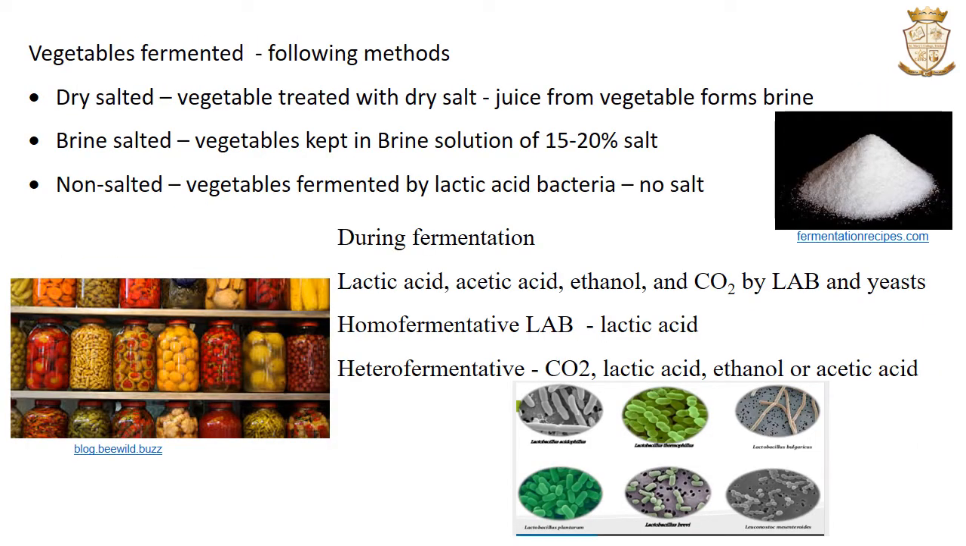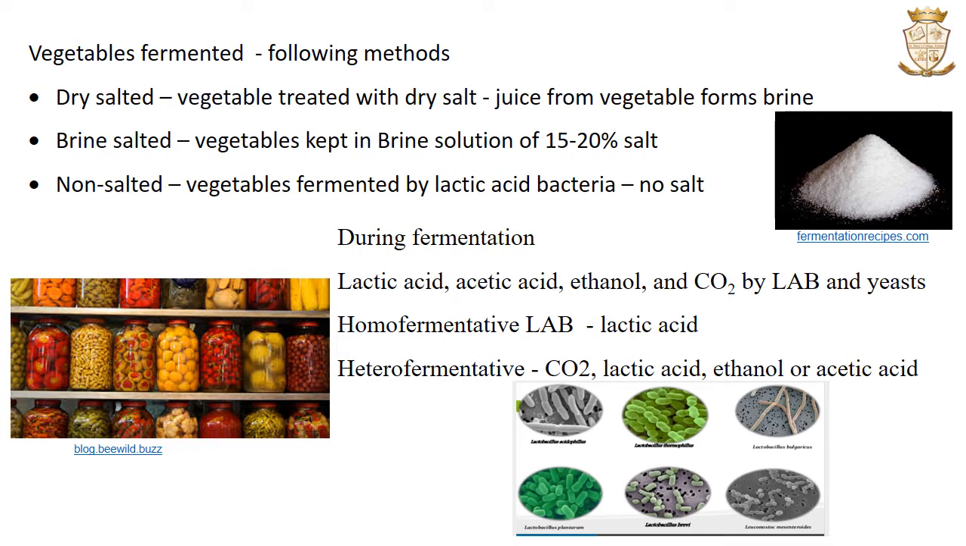The vegetables are fermented through one of the following methods: dry salted, brine salted, or non-salted. In the dry salting method, the vegetable is treated with dry salt, and due to osmosis the juice from the vegetable comes out and forms the brine. In brine salted, the vegetables are kept in a brine solution containing 15 to 20% salt. In the non-salted method, the vegetables are fermented by lactic acid bacteria without the addition of salt.